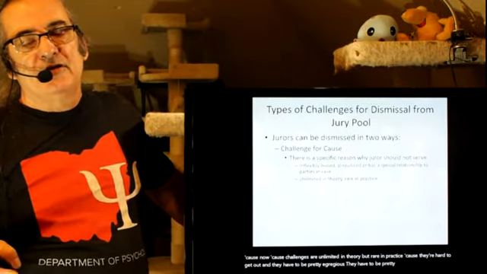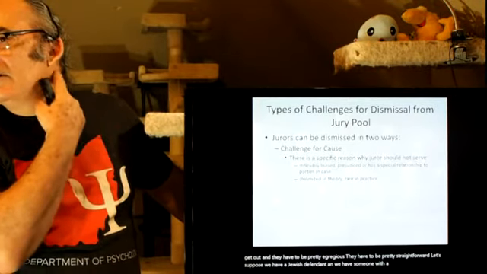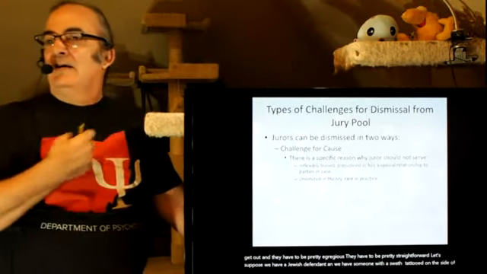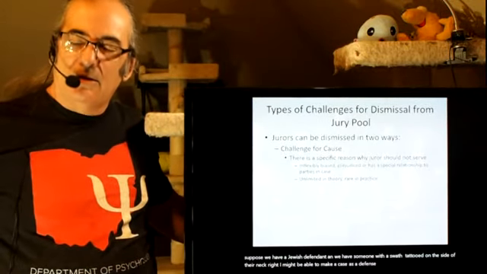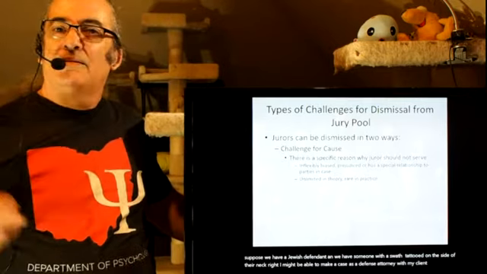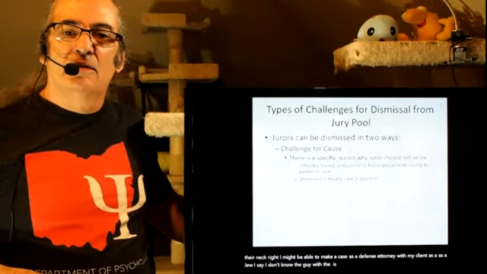Let's suppose we have a Jewish defendant and we have someone with a swastika tattooed on the side of their neck, right? I might be able to make a case as a defense attorney with my client. As a Jew, I say, man, I don't know, the guy with the swastika on his neck, I move that he's dismissed.